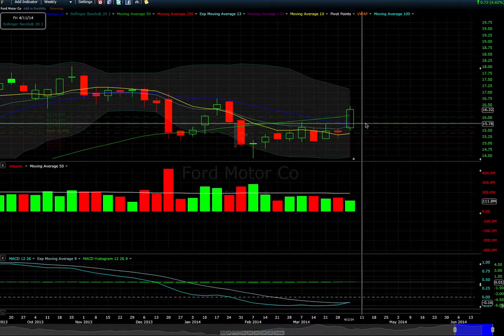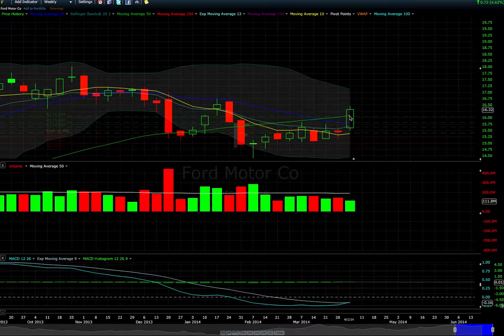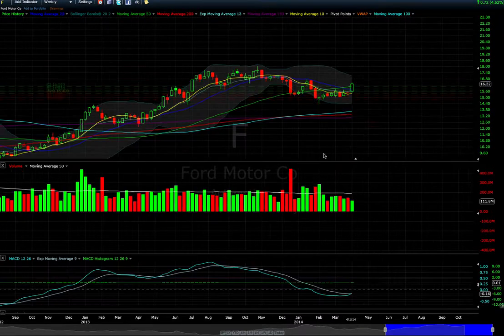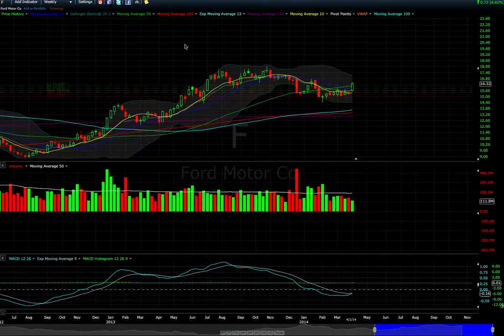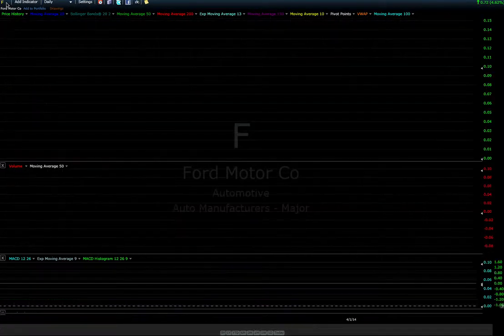If it closes back below by Friday, I mean that pattern is good to go still. You can make a topping tail, but as of right now, it is looking like it's going to fail. So I'll update you guys on that as the coming days follow. But right now, nothing to do on Ford.